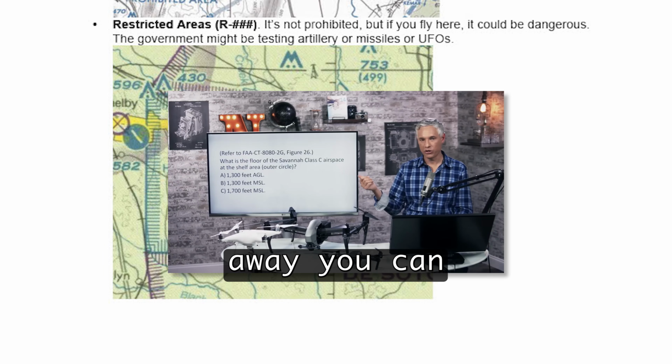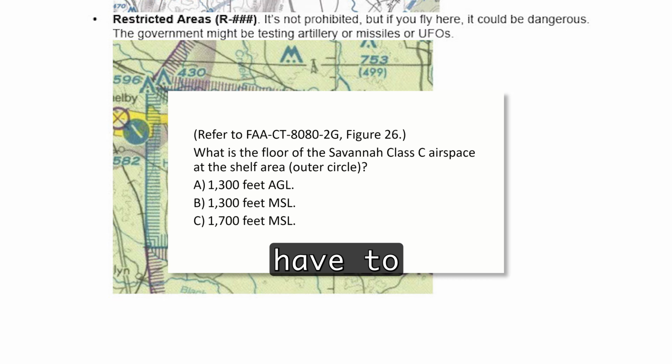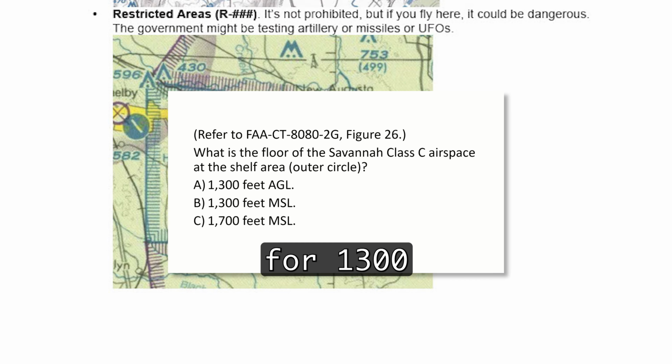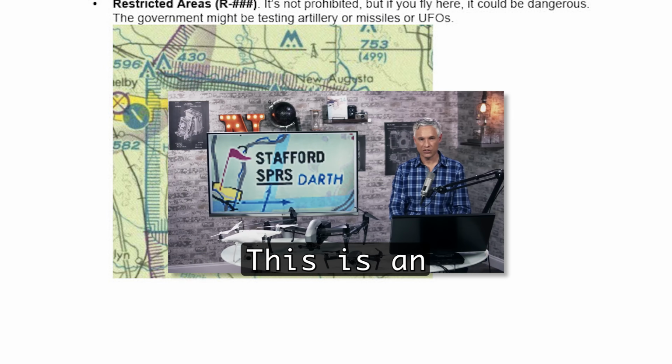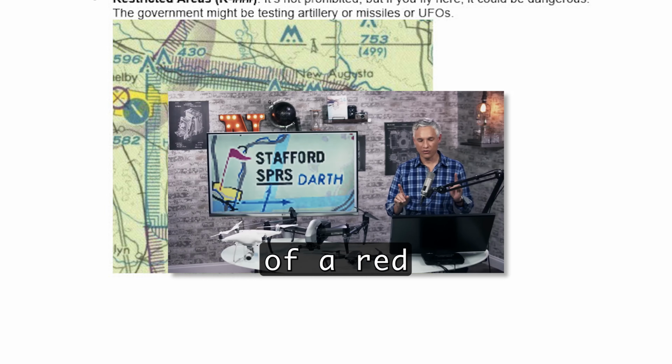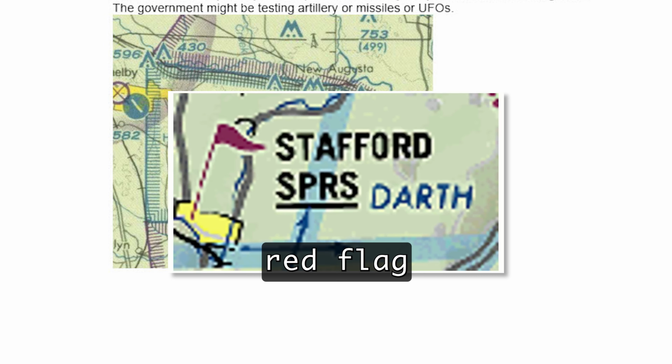So right away you can eliminate AGL, and then you just have to look, does it say 13 for 1,300 or 17 for 1,700? Let's look at another close-up. This is an extreme close-up of a red flag. That red flag is important on the map. That indicates a VFR checkpoint.